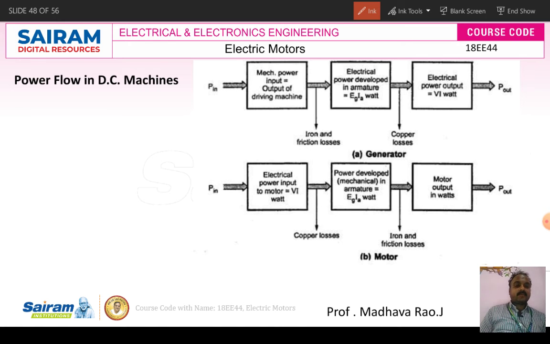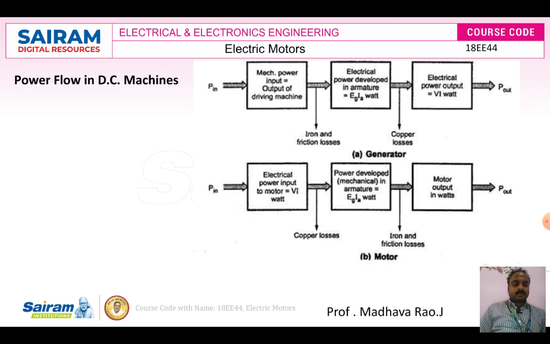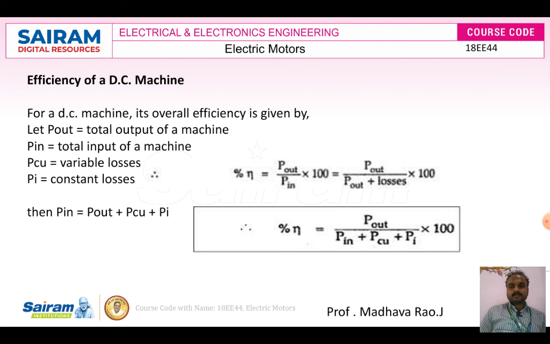Next we will see the efficiency of DC generator and DC motor. So efficiency of the DC machine. Efficiency is defined as the ratio of power output to power input. The DC machine overall efficiency is given by power output, which is the total output of the machine. So power input, P input, is the total input of a machine.